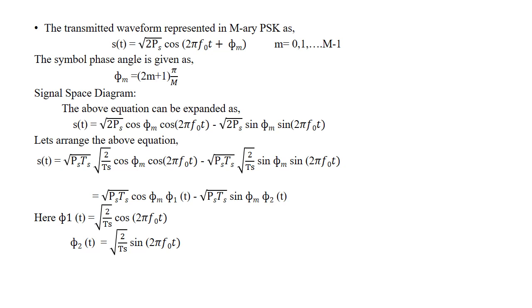So here phi 1 of t is equal to root of 2 by Ts cos 2 pi f naught t and phi 2 of t is equal to root of 2 by Ts sin 2 pi f naught t.